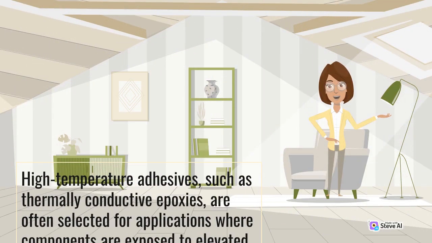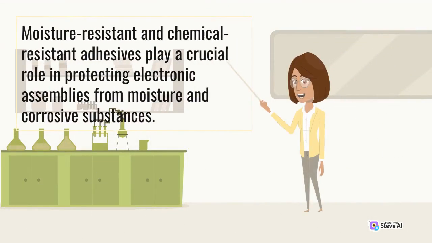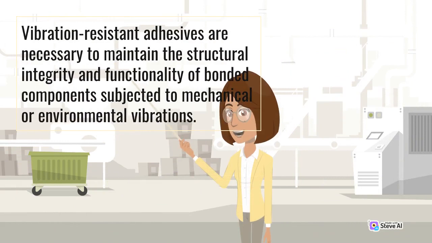High-temperature adhesives, such as thermally conductive epoxies, are often selected for applications where components are exposed to elevated temperatures. Moisture-resistant and chemical-resistant adhesives play a crucial role in protecting electronic assemblies from moisture and corrosive substances. Vibration-resistant adhesives are necessary to maintain the structural integrity and functionality of bonded components subjected to mechanical or environmental vibrations.